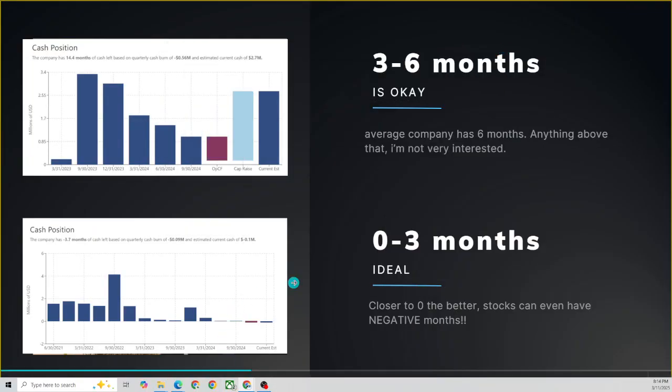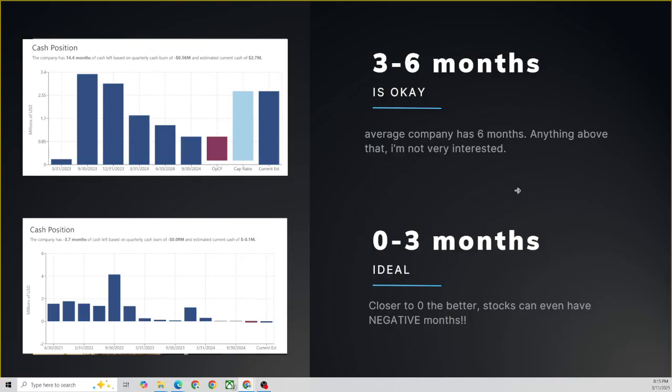And here's the thing. What do you think the average amount of cash a company has is? I have it right there. I didn't realize I put it in the subtext right here. 6 months. So 6 months is the average cash standing. Anything less than that, I'm interested. Anything more than that, it's not really worth my time. The odds of them diluting are less likely.